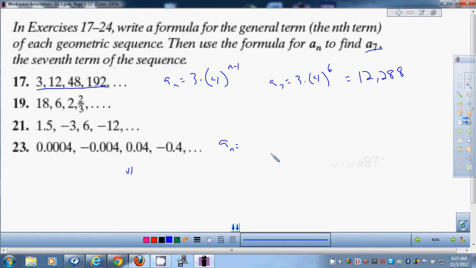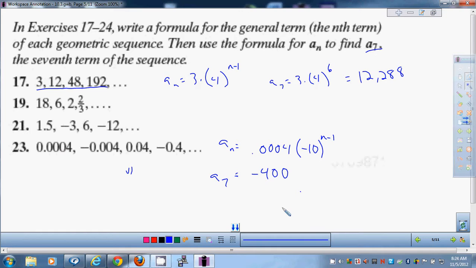First things first, what does somebody get for their R value? Negative 10. And then a sub 1, oh dang, I didn't need left space. It's 0.0004 times negative 10 to the n minus 1. And when you plug in 7 for n, you get... Oh, no, I was meaning the actual answer. When you plug in 6, what do you get? Or 7? Negative 400? Did anybody get something different than that they'd like for us to look at?